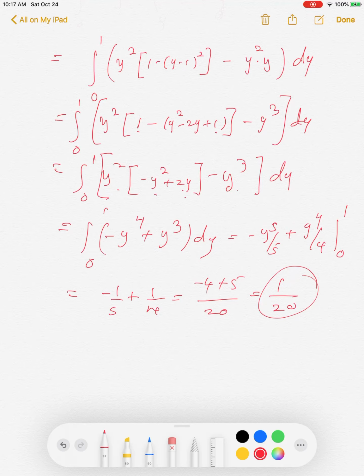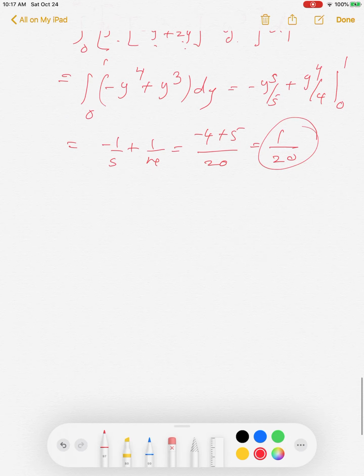So the volume is 1 over 20. Good. So that gives us good practice with computing double integrals. Let's move on to regions of type 3, and that is with polar coordinates.